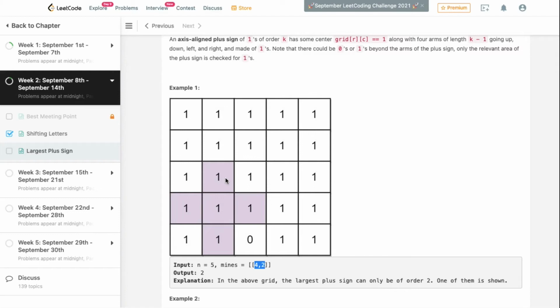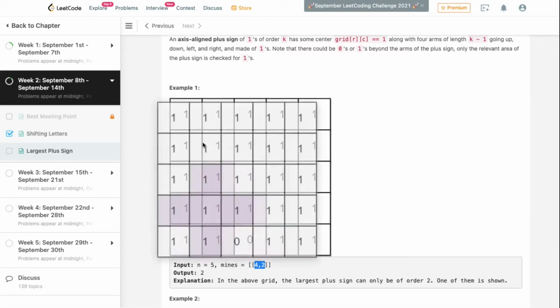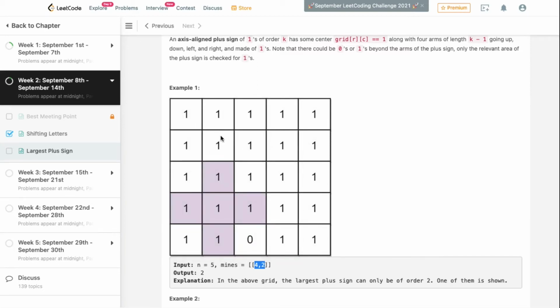But that is a pretty brute force solution. There is a turnaround if we could memoize the result. Suppose we already know, when we are at this particular one, how many ones are above this, how many are below, how many are right of this, and how many are left of this. Then we can just take the minimum of those and simply return that value. So the same thing we are going to do now.